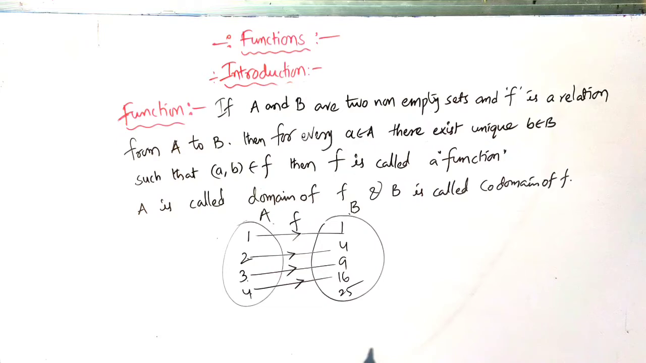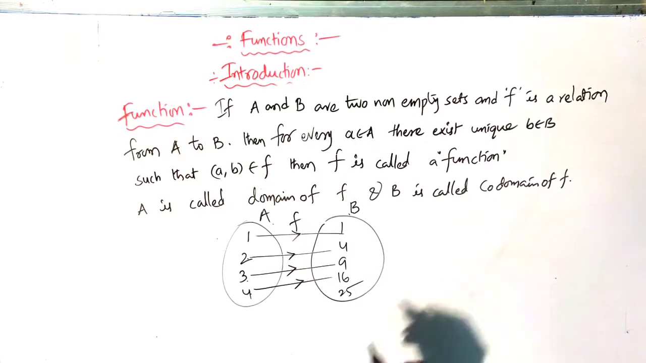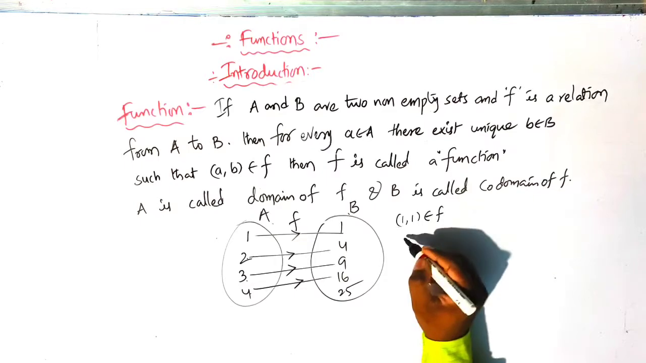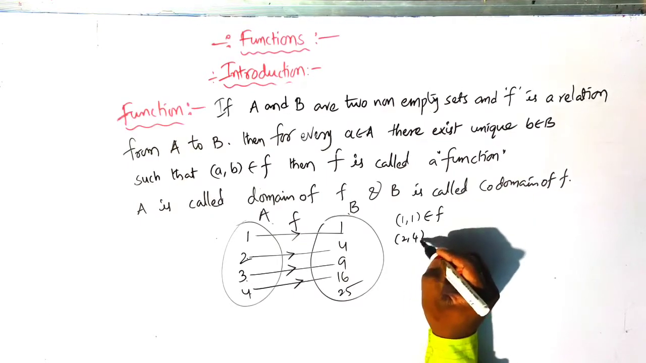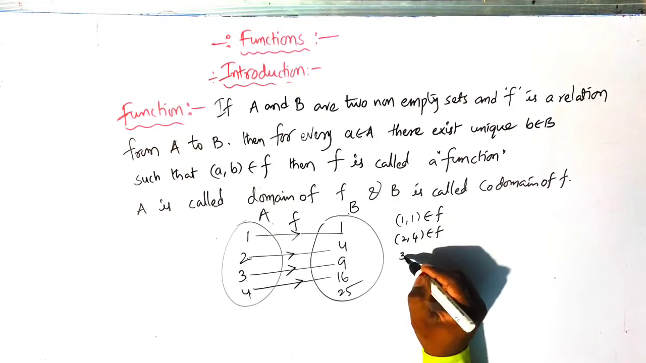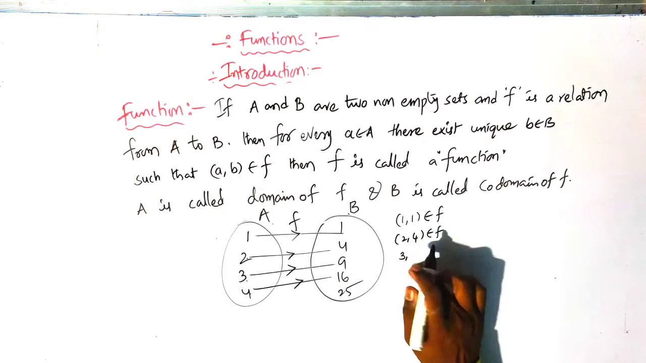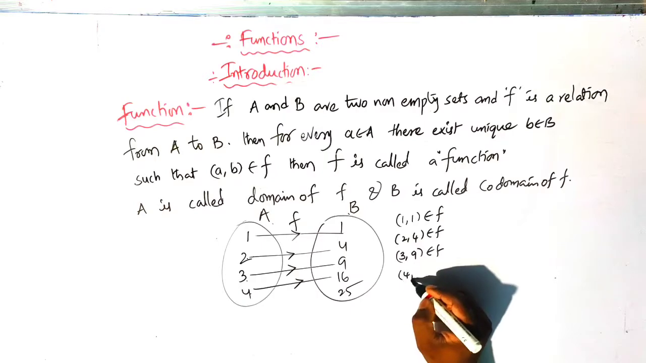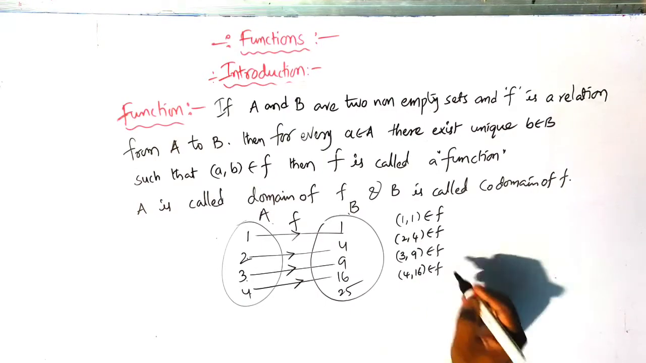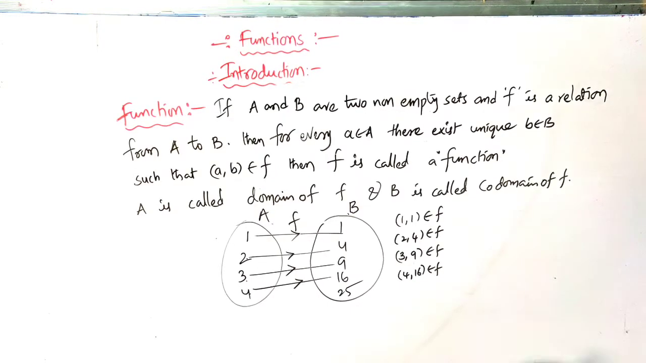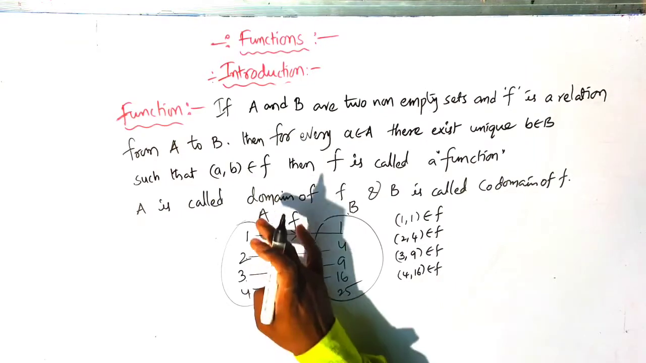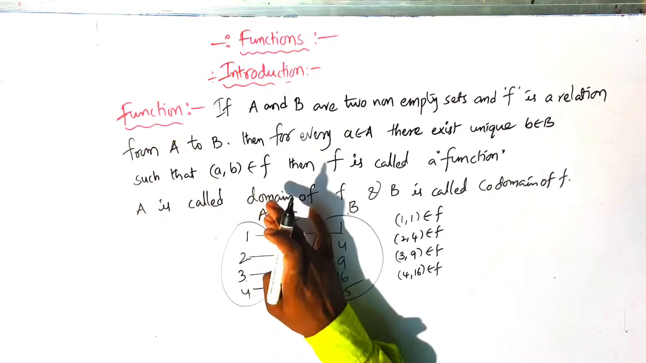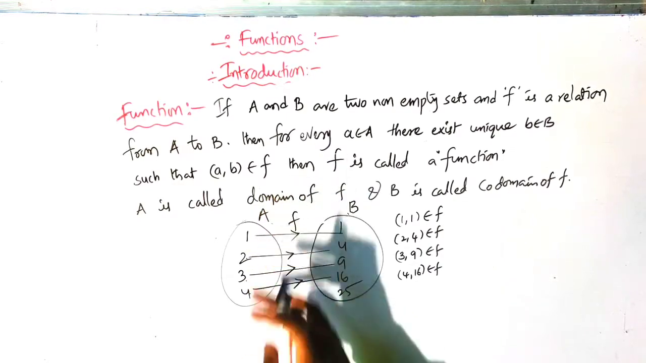So here the relation: (a, b) belongs to F. See here, (1, 1) belongs to F, (2, 4) belongs to F, (3, 9) belongs to F, (4, 16) also belongs to F. Each and every element of A, that means 1 belongs to A, 2 belongs to A, 3 belongs to A, 4 also belongs to A.